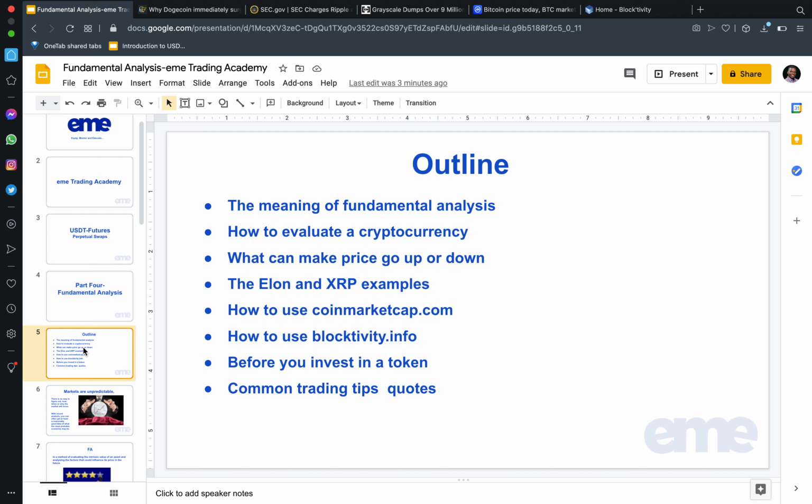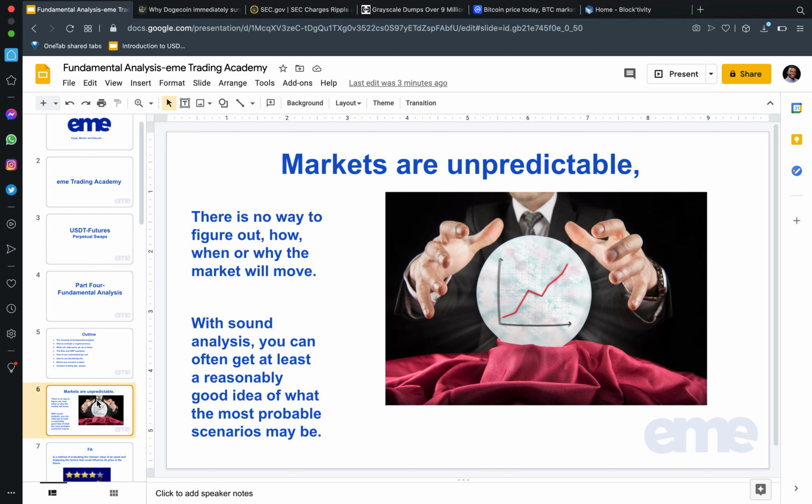So the outline for today: what is the meaning of fundamental analysis? We're going to talk about how to evaluate a cryptocurrency, what can make price go up or down. We'll talk about some examples of how FA, or fundamental analysis, has actually influenced price. We'll talk about how to use CoinMarketCap and Blocktivity.info. Talk about some common trading tips and quotes. All right. So let's get right onto it.